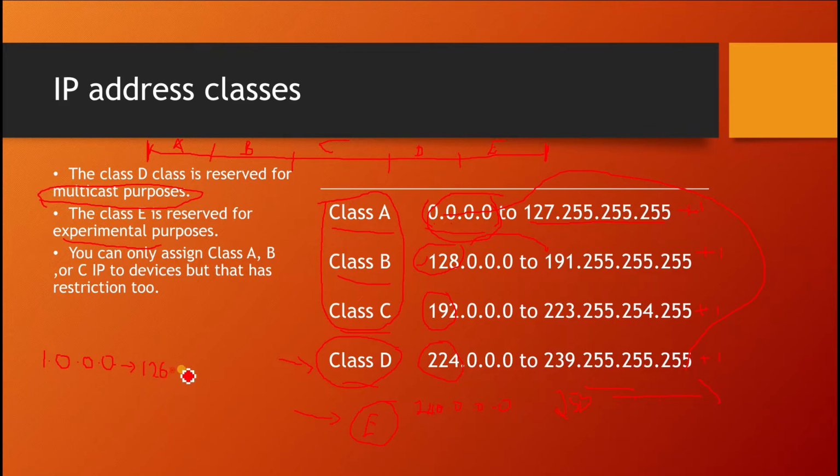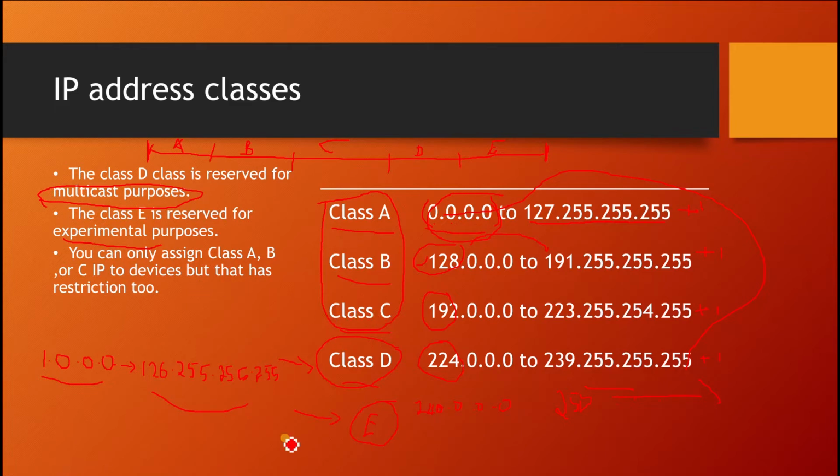Not in the other classes, but in class A, we are not going to use up to 127. We are going to use only up to 126. The reason is that the 127 IP address is a special IP address. We use it for a special purpose called loopback. I have a slide on this later on, and I'll explain that later. So this is the first and this is the last IP in class A.